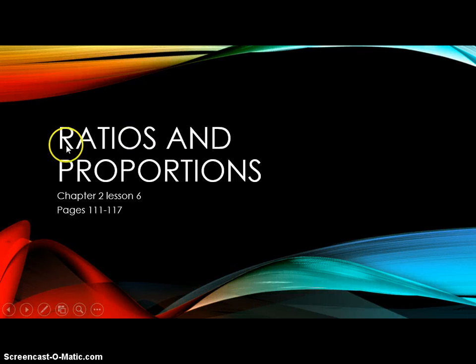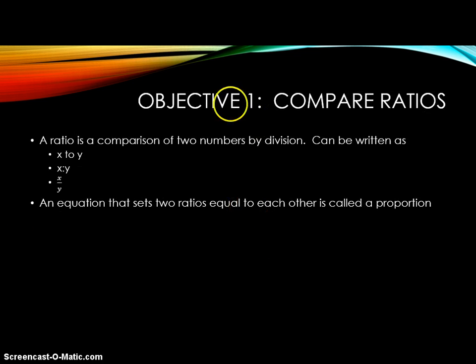Hello, today we're going to talk to you about ratios and proportions. This is Chapter 2, Lesson 6 in your book, and it's found on pages 111 through 117. Let's get started. So the first objective today is to compare ratios, and before we do that, I want to get into a few key vocabulary terms for this chapter, this section.